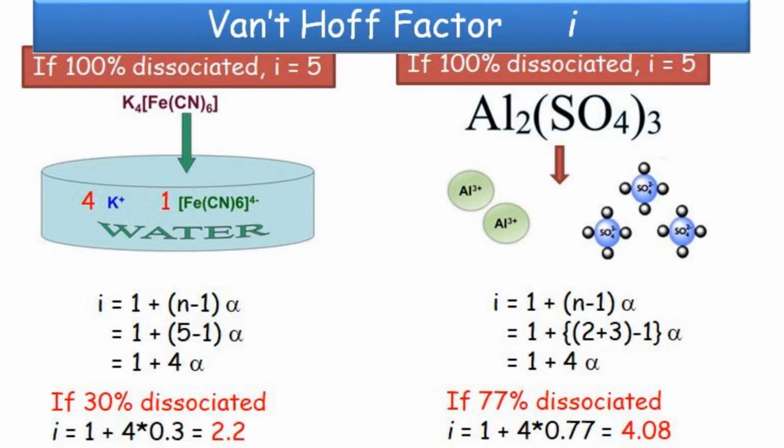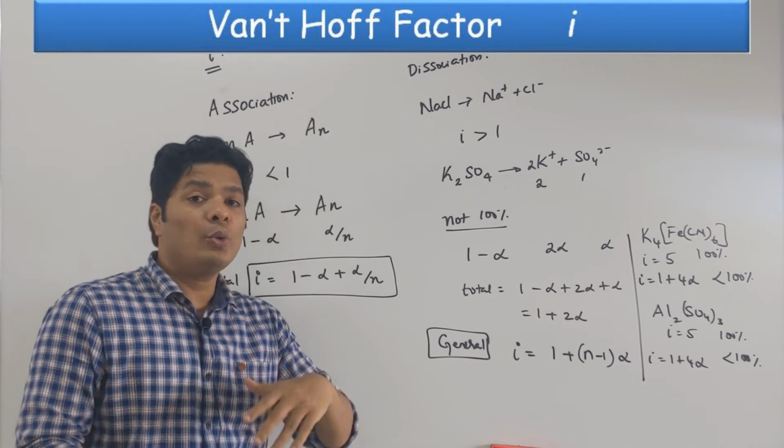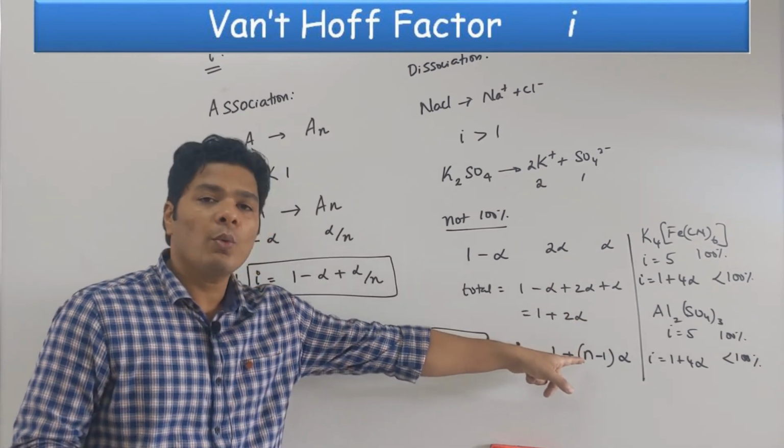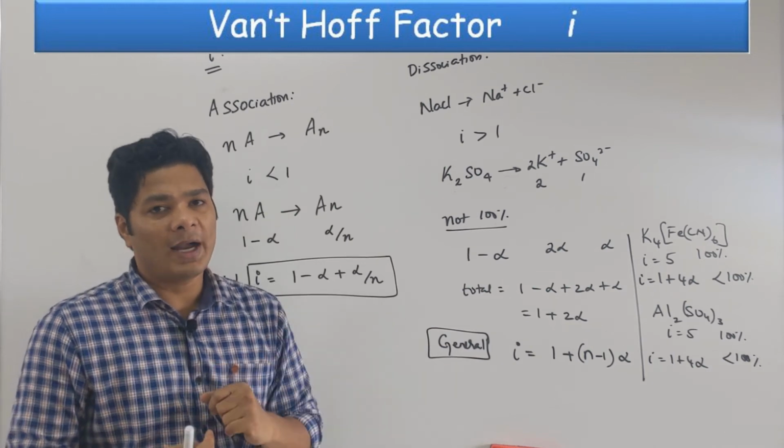Now what are the types of questions you can get from the i value in your colligative properties? They can ask you the molar mass of the solute, but you have to calculate i, knowing what the compound is. Or the reverse, they will give you everything and ask you the i value.